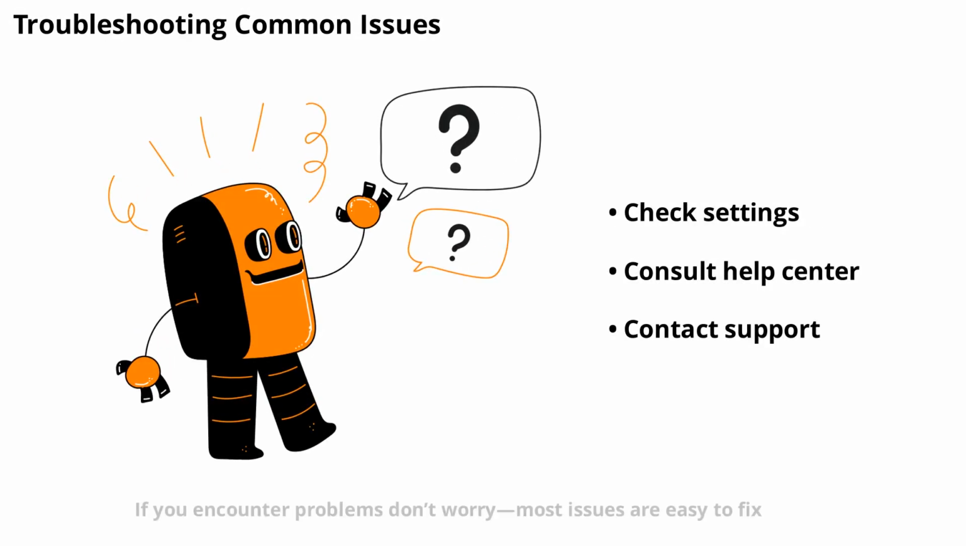If you encounter problems, don't worry, most issues are easy to fix. Common problems include missing notifications, incorrect signer assignments, or integration errors. Check your settings, consult the software's help center, or reach out to support. Taking the time to troubleshoot ensures your document signing process runs smoothly.